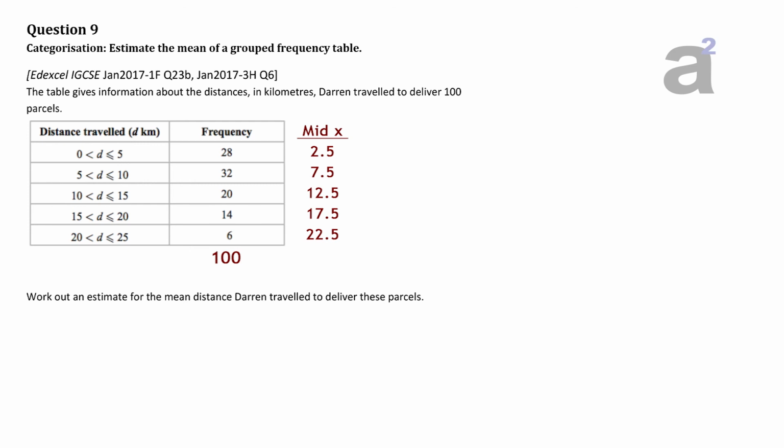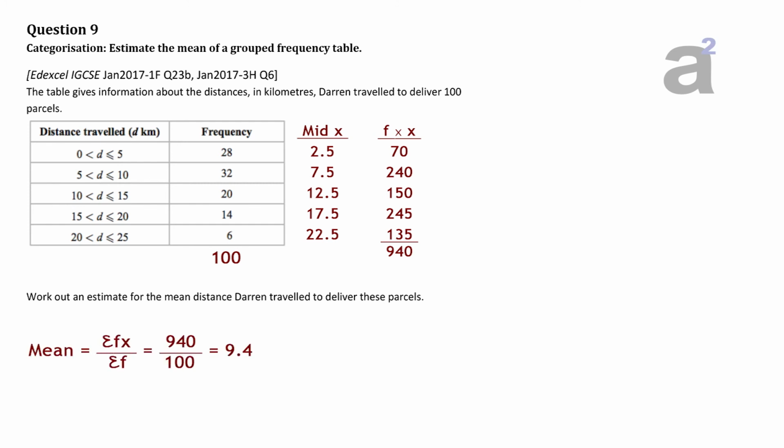Now we can find Fx. F times X. F is 28 in the first line, and X is 2.5. So 28 times 2.5 is 70. 32 times 7.5 is 240. 20 times 12.5 is 250. 14 times 17.5 is 245. 6 times 22.5 is 135. And the mean, as usual, is the last column, which is sigma Fx, 940, divided by the sum of the frequencies, that is 100. 940 divided by 100 is 9.4.